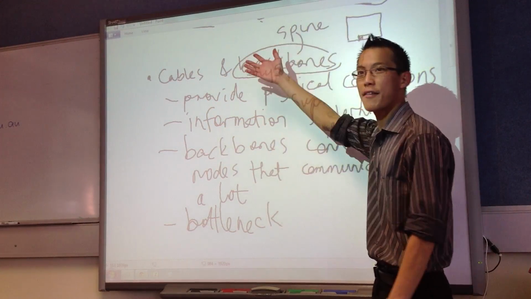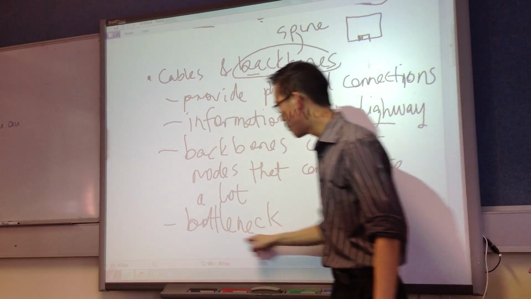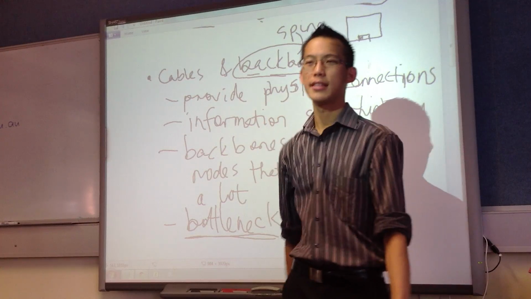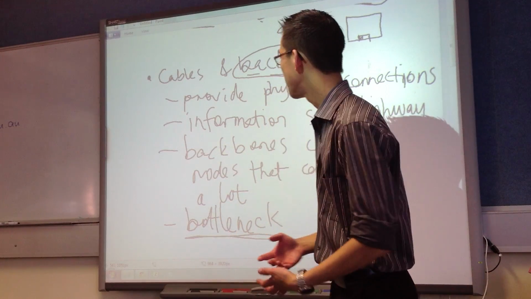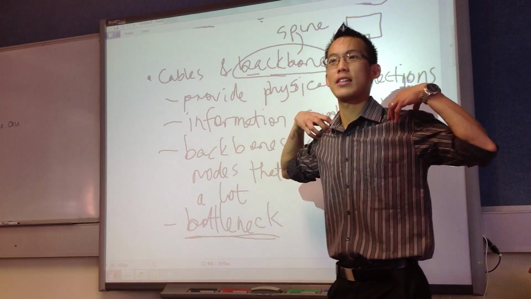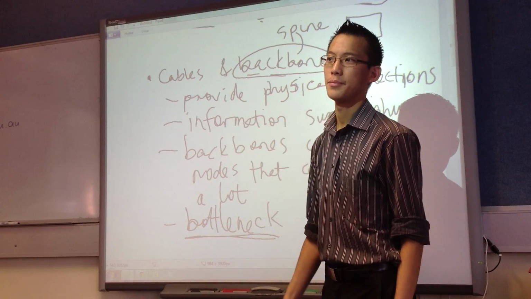But when you've got traffic or data, you don't want bottlenecks. Bottlenecks are dangerous, right? Because there's going to be lots of collisions and things will take a long time to get through, okay? So backbones are just like cables, but they're bigger. They can transfer more data, they can transfer it faster, okay?